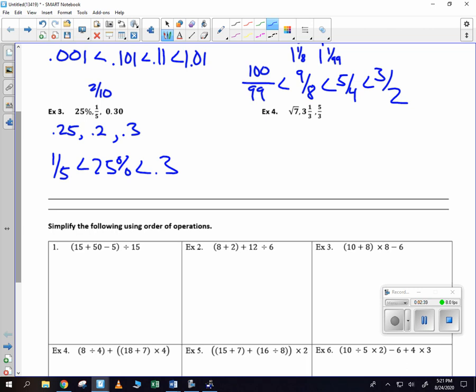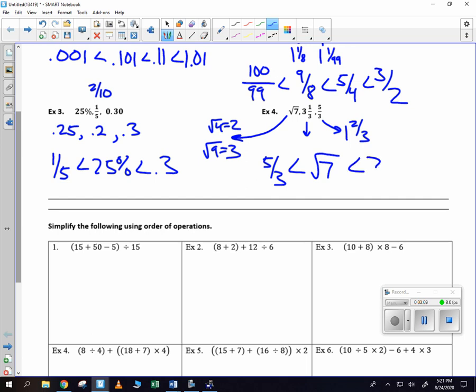This one, 3 1/3, I'm going to leave, but this one is 1 2/3. So obviously the 1 2/3 is smallest. But what about the square root of 7? I don't know what it is, but I do know that the square root of 4 is equal to 2, and the square root of 9 is equal to 3. So square root of 7 has to be somewhere between 2 and 3. That tells me 5/3 is smallest because it starts with a 1. Square root of 7 is going to be next smallest because it starts with a 2. And then after that, we have the 3 1/3.